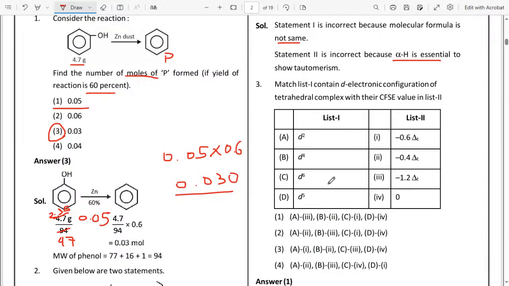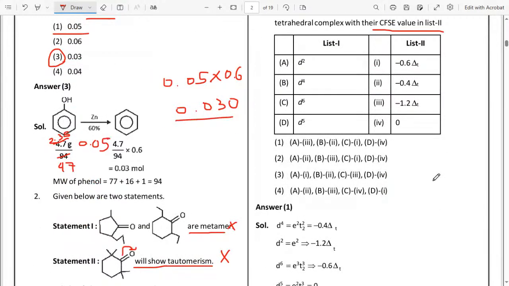Next, question number 3. Match list 1, which contains the d electronic configuration of tetrahedral complexes, with their crystal field stabilization energy value in list 2. So d2 is minus 1.2, right? So d4 should be minus 0.4, and d6 minus 0.6, and d5 it is 0. So which is showing this? Yes, option 1 is the correct option, students.